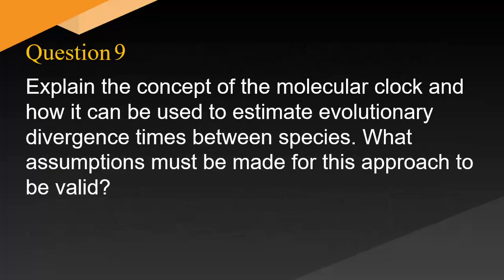Explain the concept of the molecular clock and how it can be used to estimate evolutionary divergence times between species. What assumptions must be made for this approach to be valid?